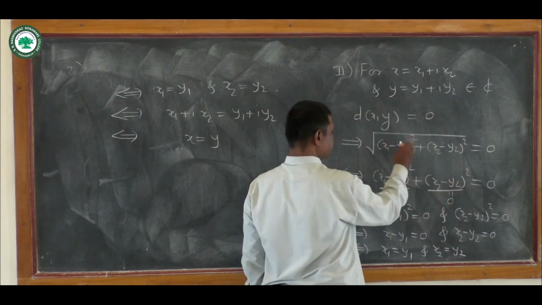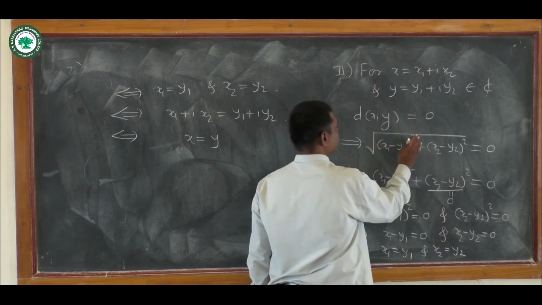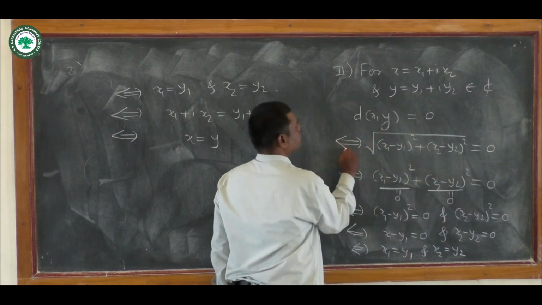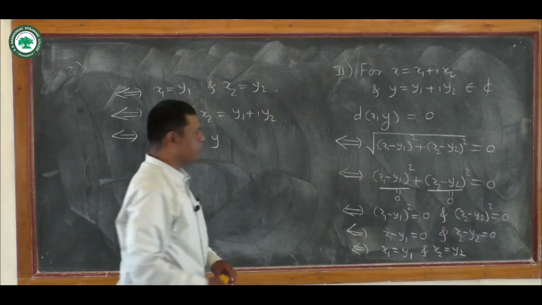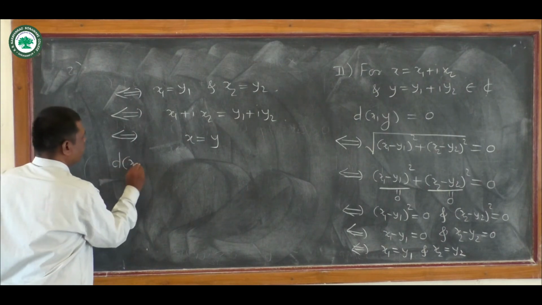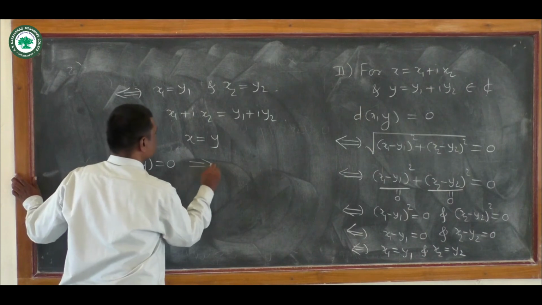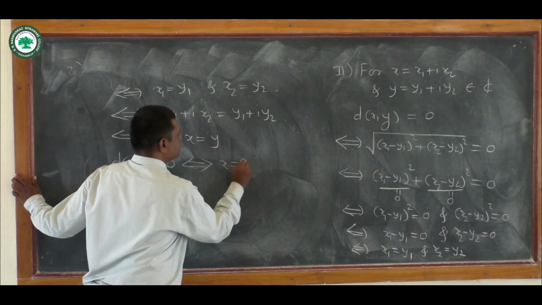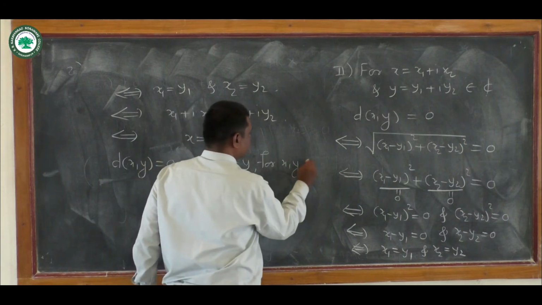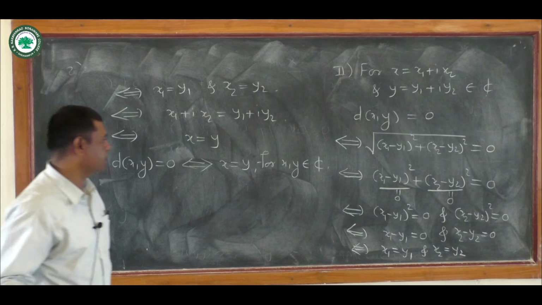Then taking the positive square root on both sides, we write square root of (x1 minus y1) square plus (x2 minus y2) square is equal to 0. So we get d of x, y is equal to 0. Hence d of x comma y, or distance between x and y, is equal to 0 if and only if x is equal to y, for x, y belongs to C. Now the third condition is the symmetry condition.